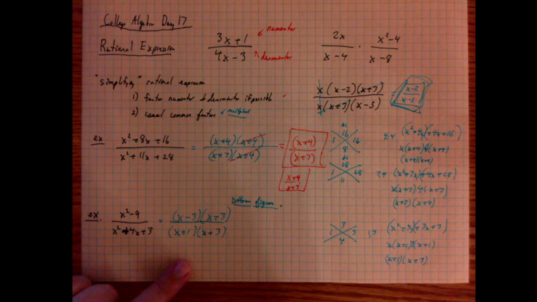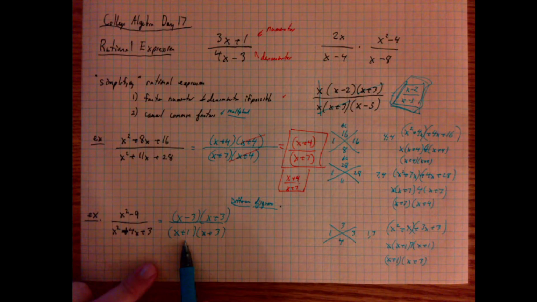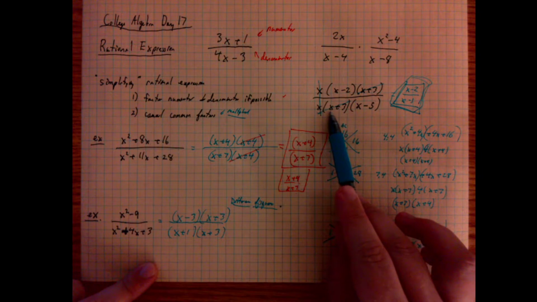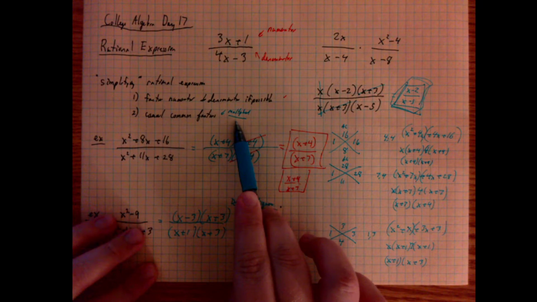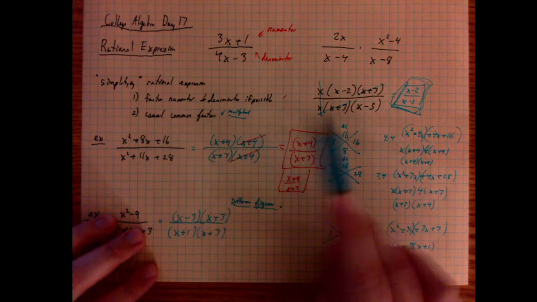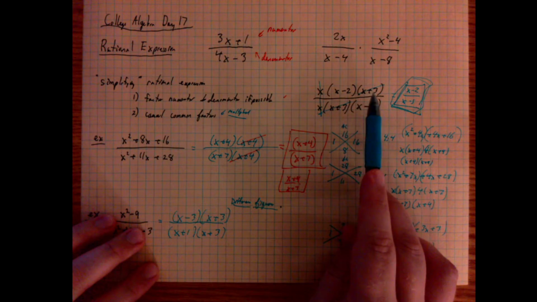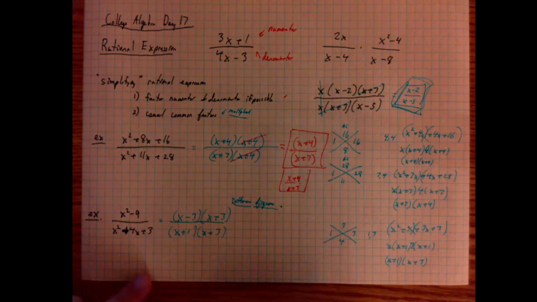Now, if you did this in a different order, your x plus 3 may be over here on the left as opposed to being on the right. That doesn't matter. Look up here, right? We were able to cancel x plus 3 on the left and x plus 3 on the right because they're all factors. Factors are being multiplied, which means we can cancel them in any order. So the x plus 3 on the left and x plus 3 on the right, since one's on top and one's on bottom, they cancel just fine.